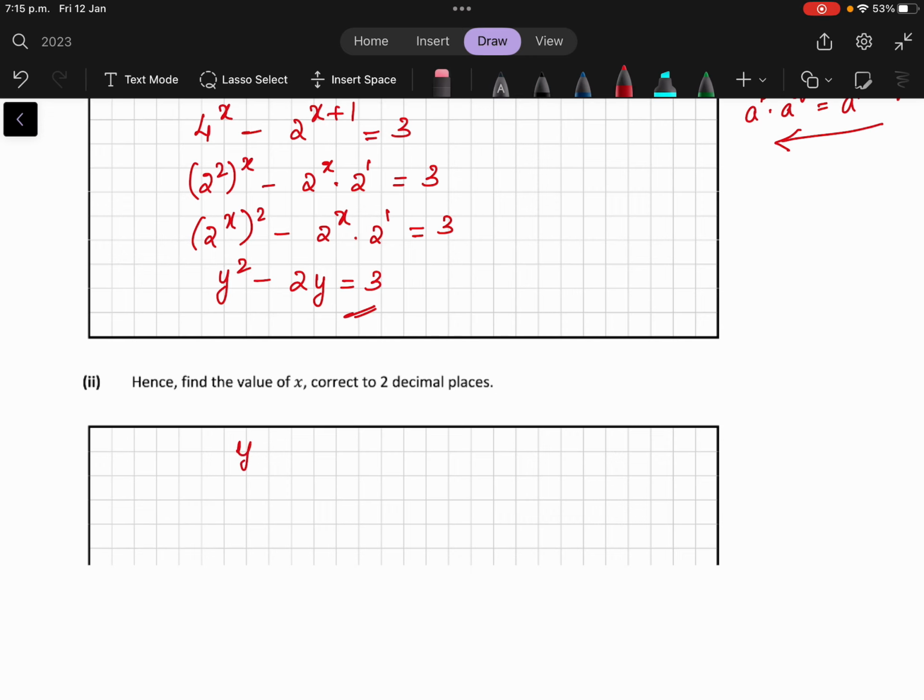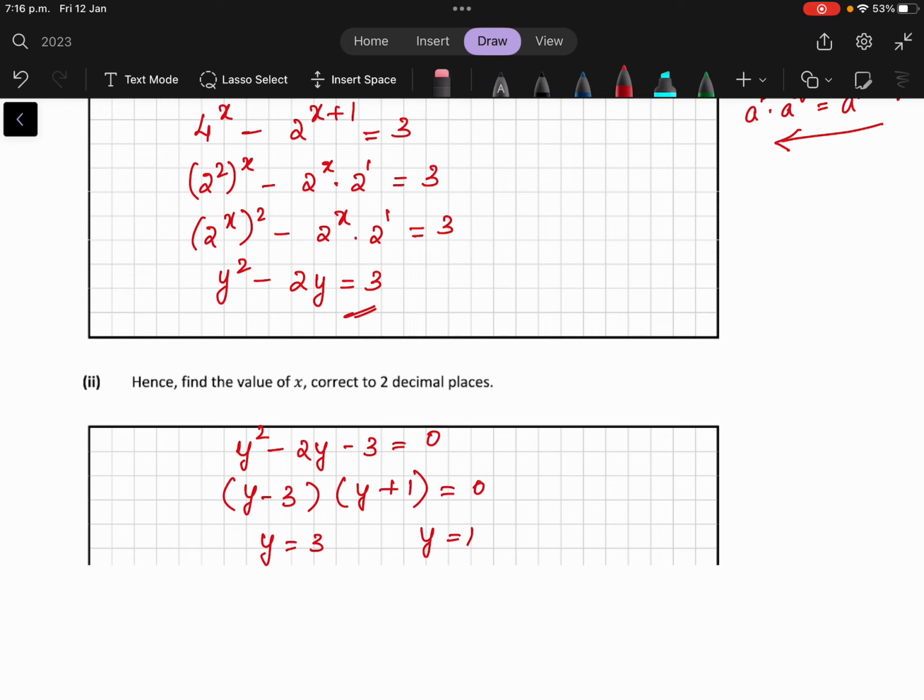Here you have to solve it: y squared minus 2y minus 3 is equal to 0. Then you can simplify this as y minus 3 and y plus 1. There is a hint here: try to solve it with factors for maybe 1 or 2 minutes. If not, just go directly to the minus b formula and solve it. So now y equals 3 and y equals minus 1.